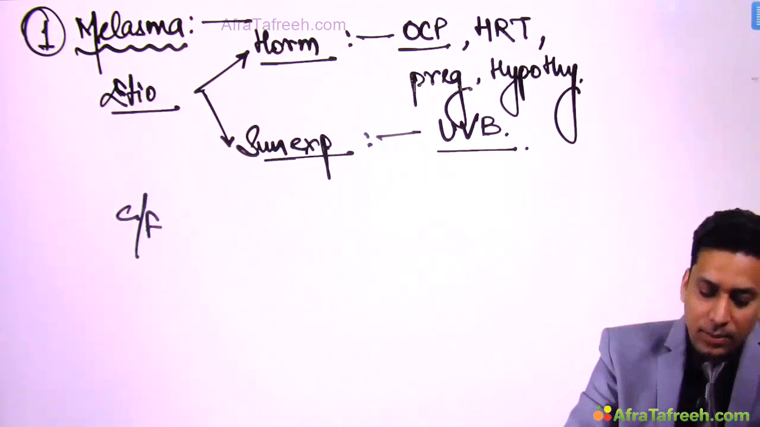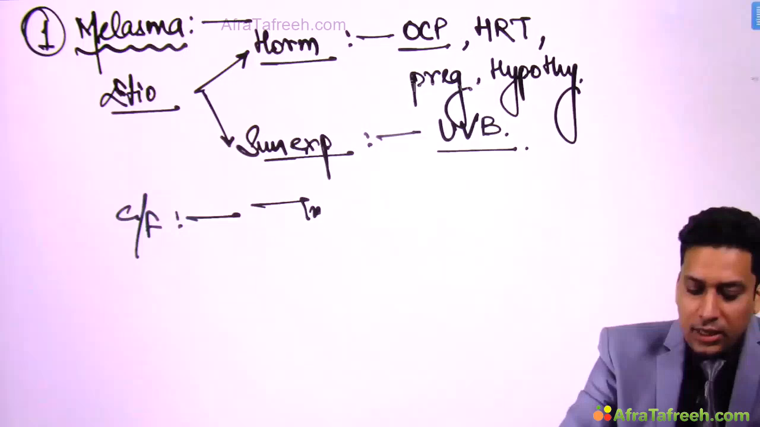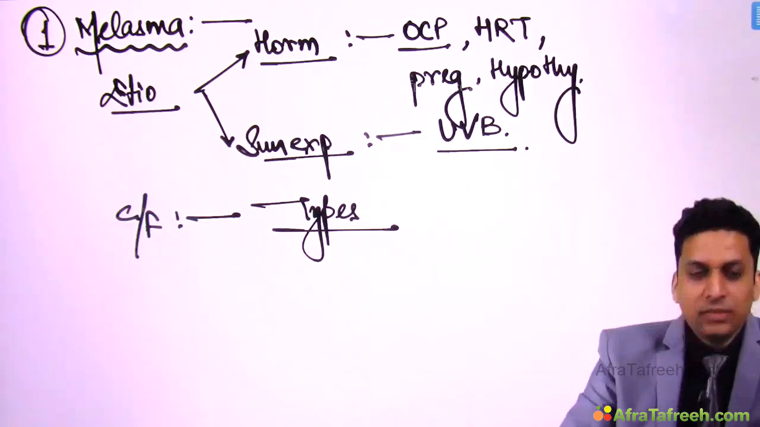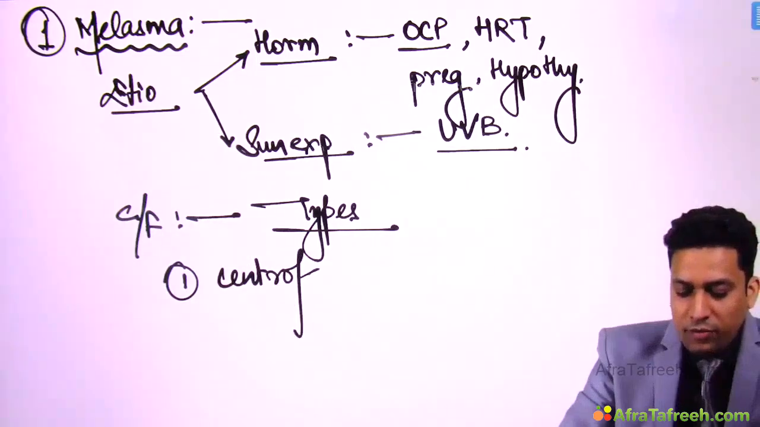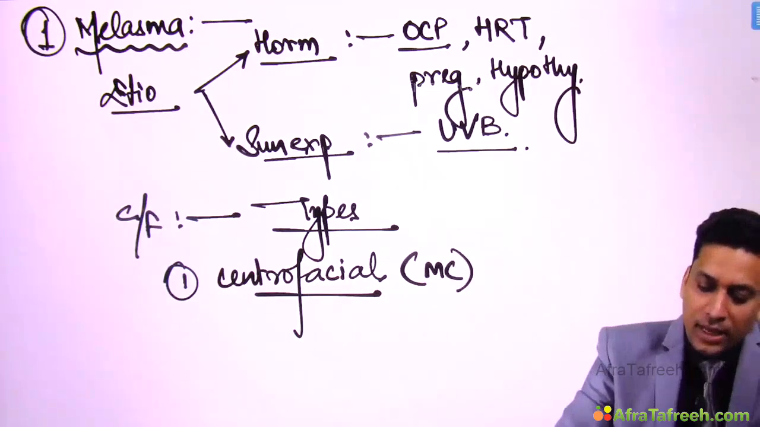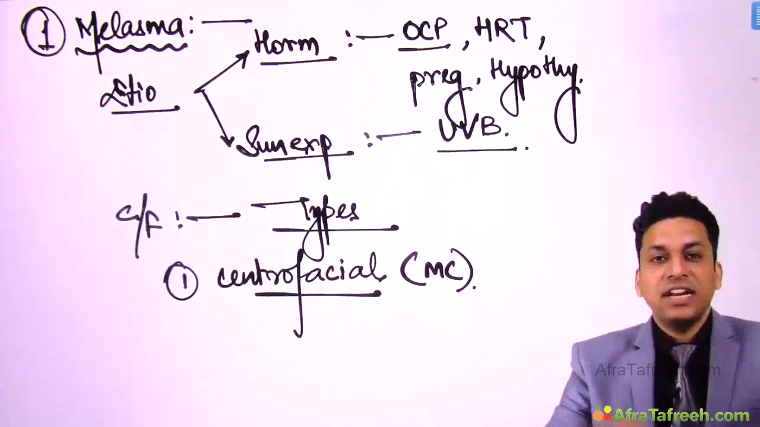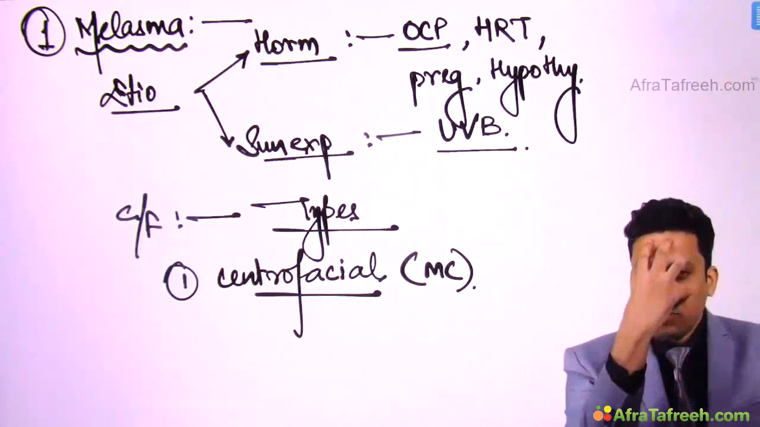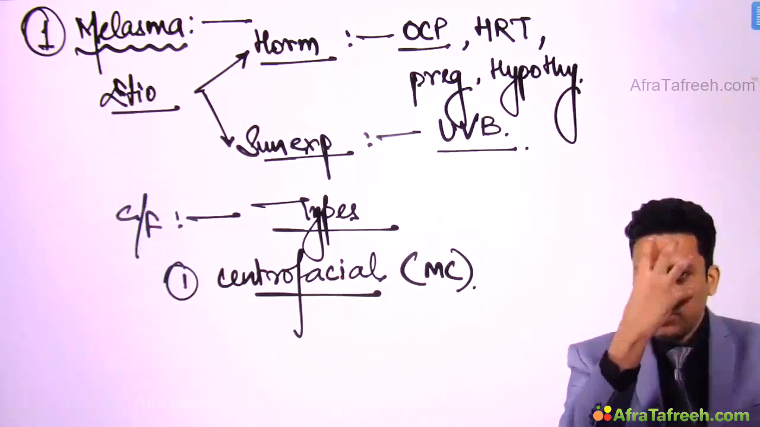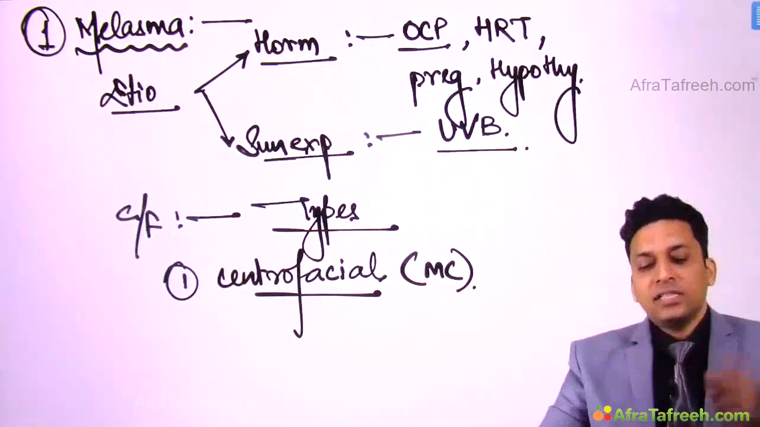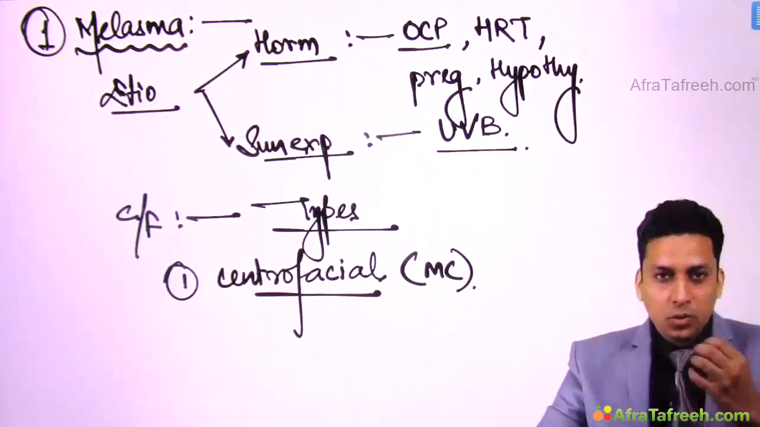Now, how do they clinically present? Clinically, there are different types of melasma. One is centrofacial. This is the most common type, and it is very obvious from the name itself. So the central part of the face is involved. What is the central part of the face? That is nose, cheek, forehead. So if this portion is involved, it is the centrofacial type. This is the most common type, where there is involvement of cheek, nose and forehead.